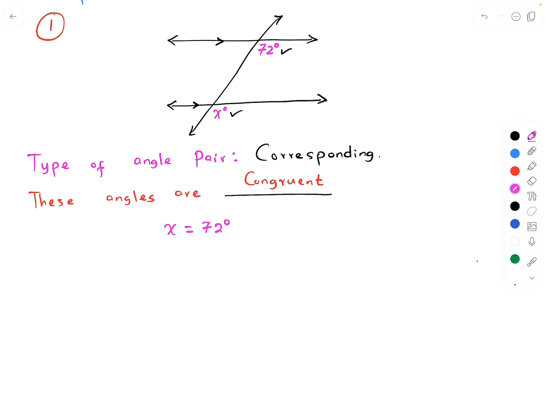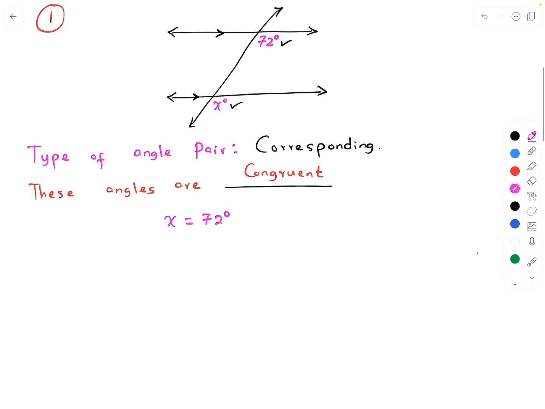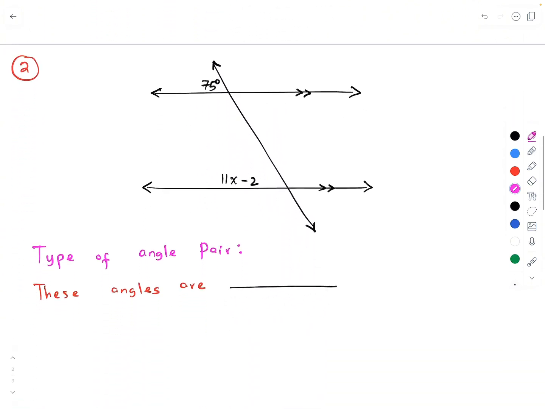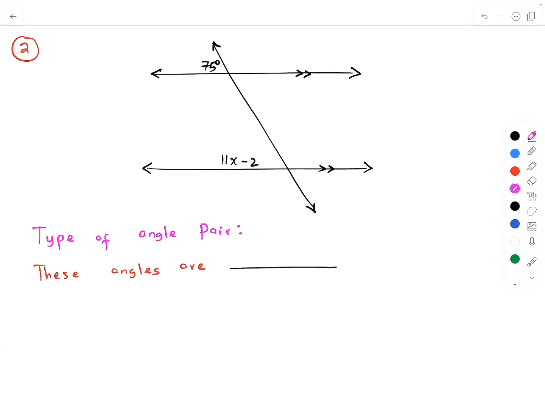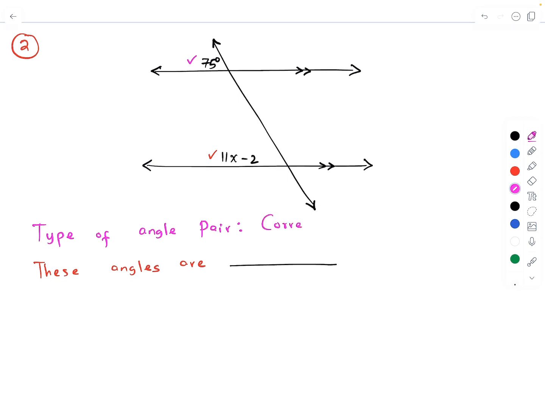Now let's see another good example. We're going to take it slow. First of all, we need to identify the type of angle pair. Do you see an angle that is inside? Of course, that angle is 11x minus 2. And I see an angle that is outside too, which is 75. Are they on the same side? Yes, they are. So what type of angle pair is that? Those are corresponding. And what do we say about corresponding angles? They are congruent.